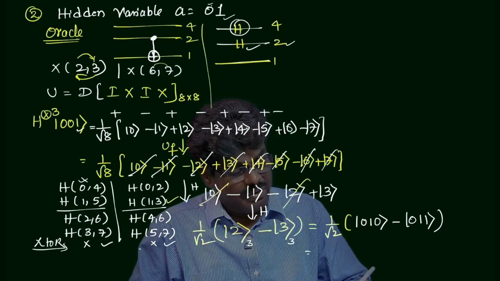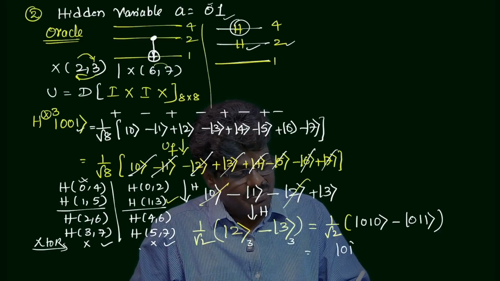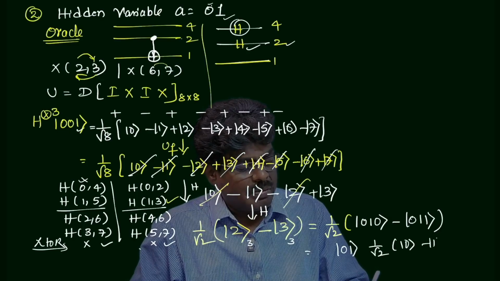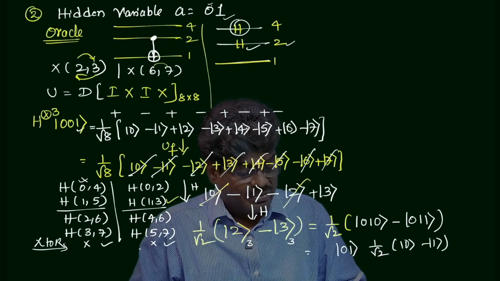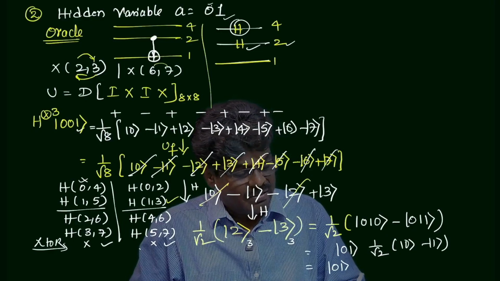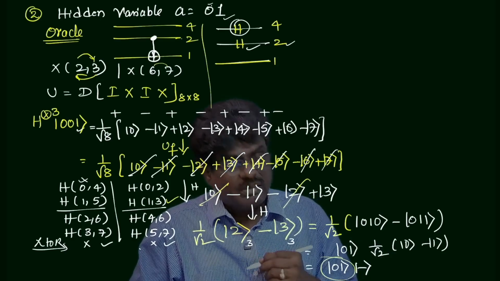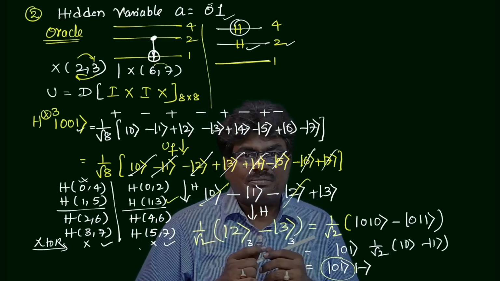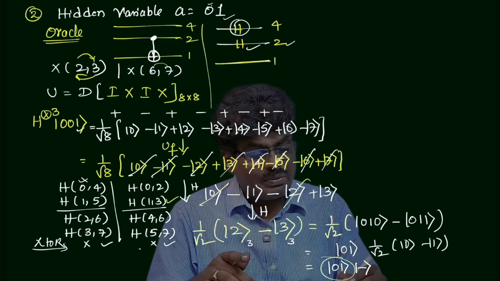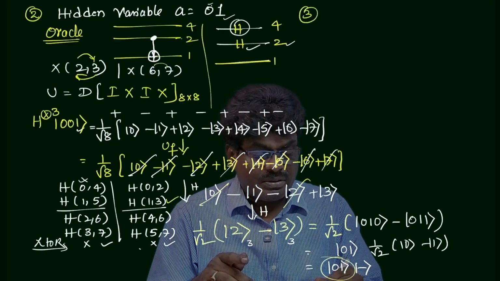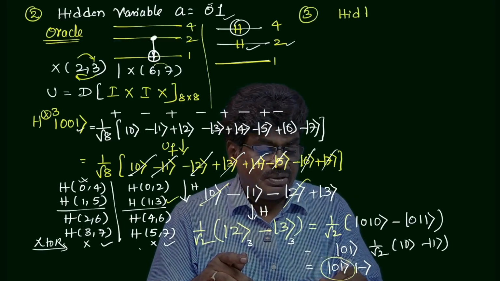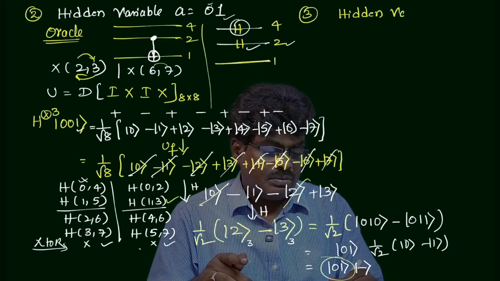I hope now you understand. I can take out common 0, 1, and after that 1 over root 2, 0 minus 1. So finally I got 0, 1 minus. Once you make a measurement, you will get that output as 0, 1. So I request you, the third one, please try yourself. I'm giving the third one as homework.